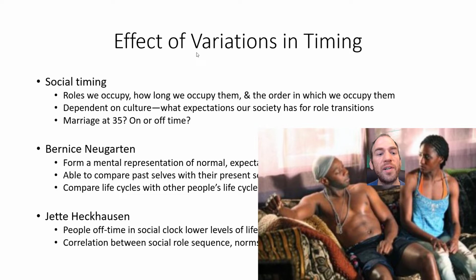We have Bernice Neugarten. Her theory was that individuals form a mental representation of a normal, expectable life cycle. Individuals are able to compare past selves with their future selves and anticipate their future selves. And they're able to compare life cycles with other people's life cycles. Jutta Heckhausen: people off time in the social clock have lower levels of life satisfaction, with correlations between social roles, sequence, norms, and stress.